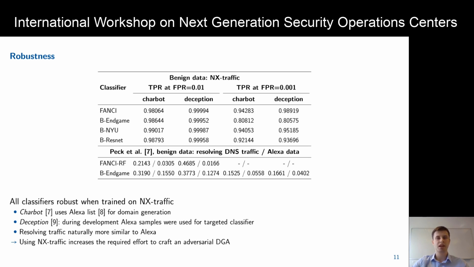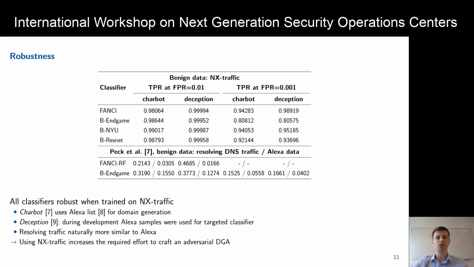The upper part of the table visualizes the true positive rates for both DGAs at two different false positive rates when the classifiers are trained on non-existing domain responses. The lower part of the table shows the related work, which used resolving DNS traffic or Alexa top domain names for training. It can be seen that all classifiers are robust when trained on NX traffic. As could be expected, classifiers which are trained on Alexa top domain names are easier to fool since both evasion techniques used Alexa domains for their creation.